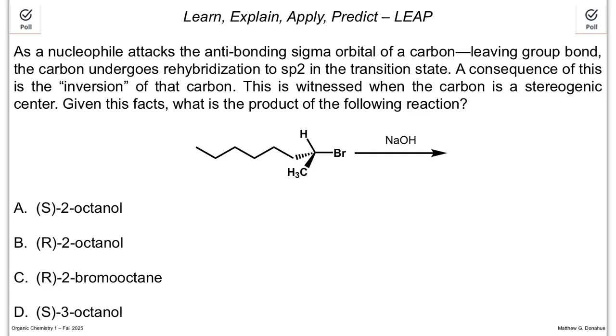So let's look at this in another example where the leaving group is drawn slightly differently now. The leaving group is in the plane, and all the other substituents are presented differently. So we have a secondary bromide. That carbon is a stereocenter. We're going to use sodium hydroxide as the nucleophile, and we want to figure out what is the name of the product.